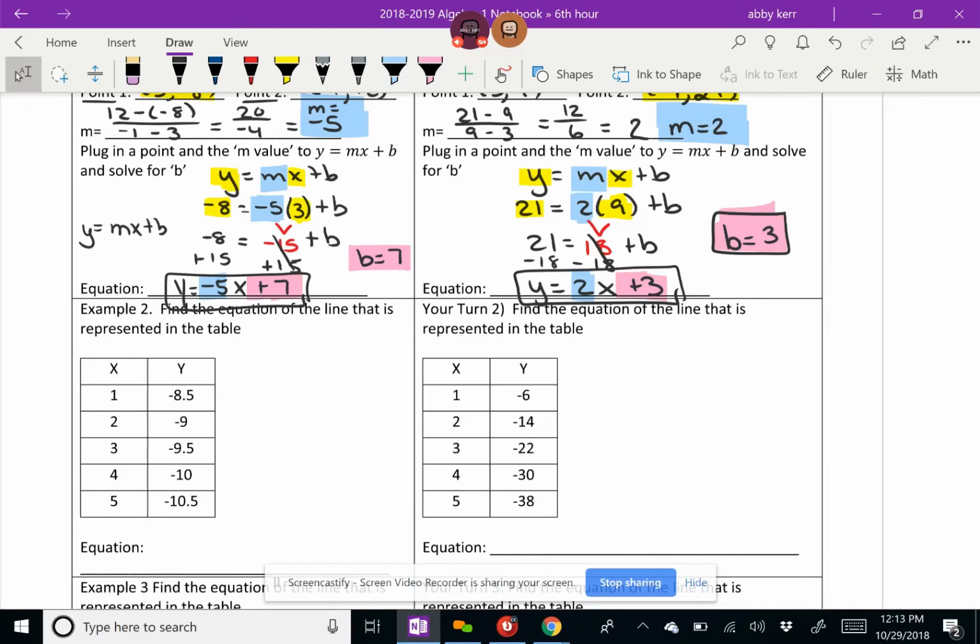Now notice in example 2, instead of 2 ordered pairs, I gave you a table of values. You get to decide which ordered pair you want. All you need is 2 of them. I'm going to stay away from decimals. You don't have to. You're going to get the same answer if you did the math right. So negative 10 minus negative 9 is negative 1 over 2. That's your m value.